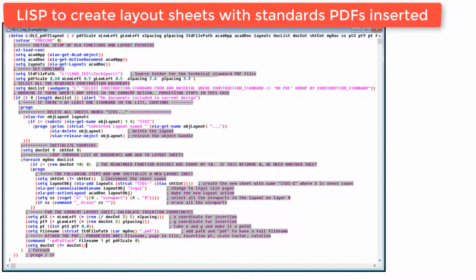Now the part we've all been waiting for. I use the AutoCAD PDF attach command to attach a PDF with the name file name. The page number of my PDF is 1. I'm inserting it at the point I just calculated, PT. I'm scaling it based on the constant I set at the beginning, PDF scale, and I'm rotating it 0 degrees. Easy peasy. Last but not least, I increment the document counter. The loop then continues through all the documents.